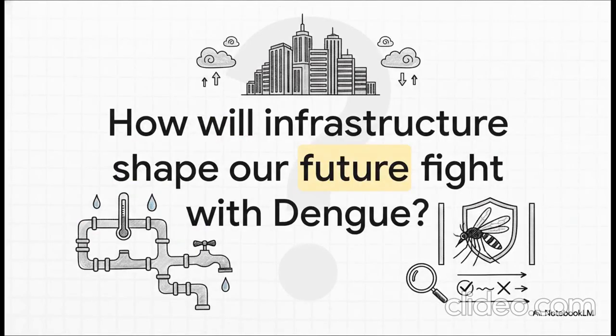And that leaves us with one final and really important question for the future. We know our climate is changing, and our cities are getting bigger and more crowded. Both of those things are practically a welcome mat for dengue. So as we look ahead, how much of our success or failure in fighting diseases like this will really be determined by how well we build our public infrastructure? Things as basic as clean water systems for everyone.